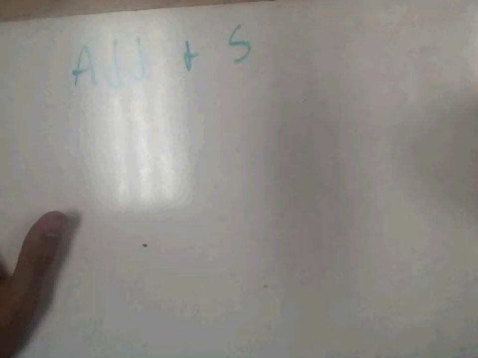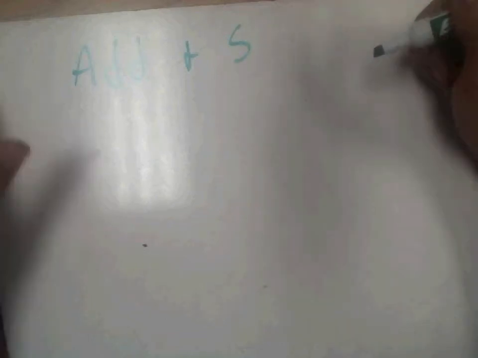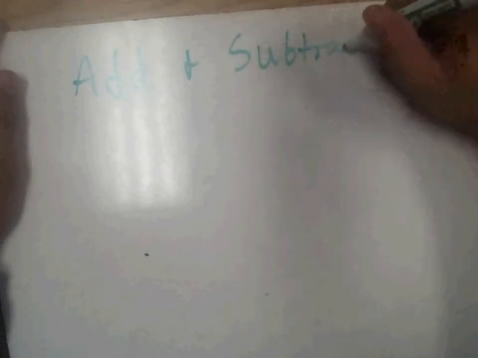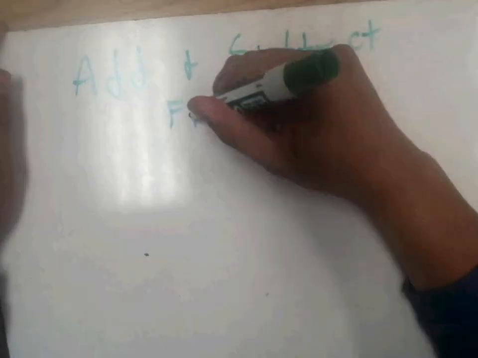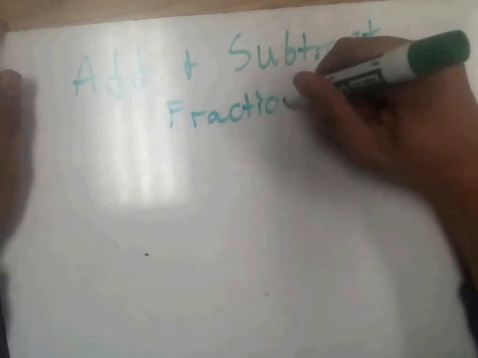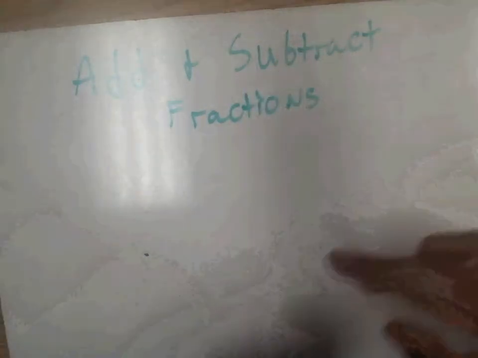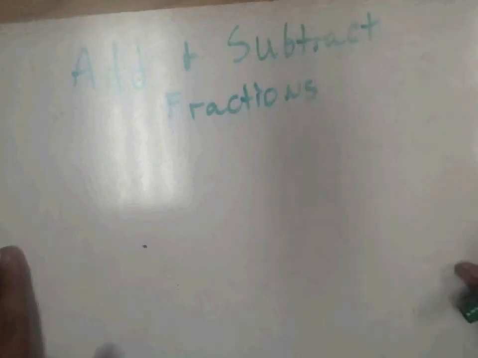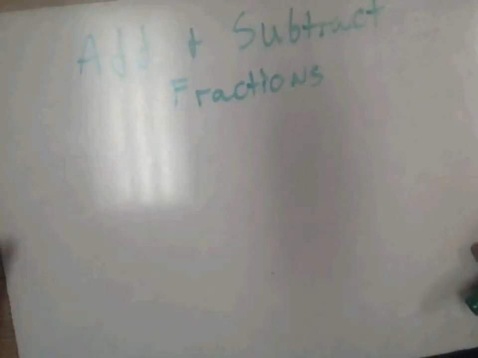Hey, it's Mr. Sportel, and we are going to talk about how to add and subtract fractions today. So, there are two ways that we can add and subtract fractions: one when they have like denominators, and one when they have unlike denominators. So we'll start with like denominators. So let's take a look.